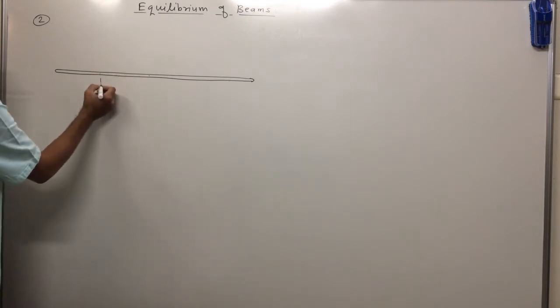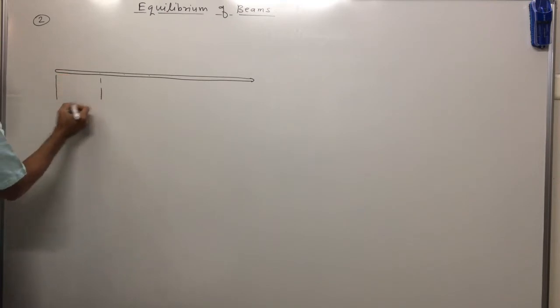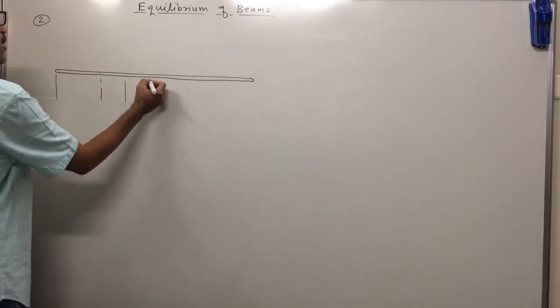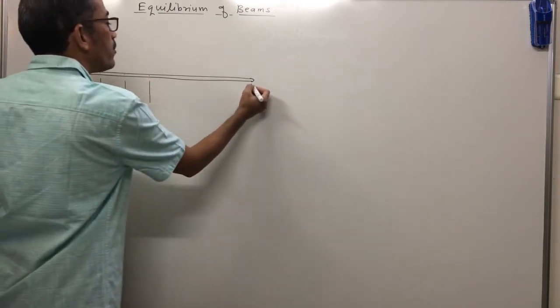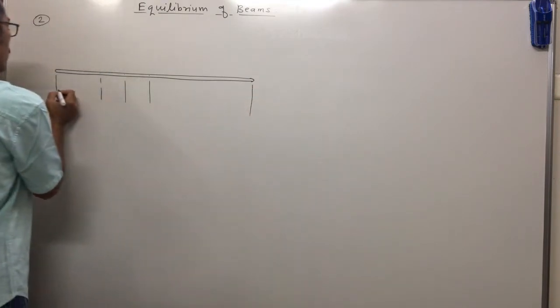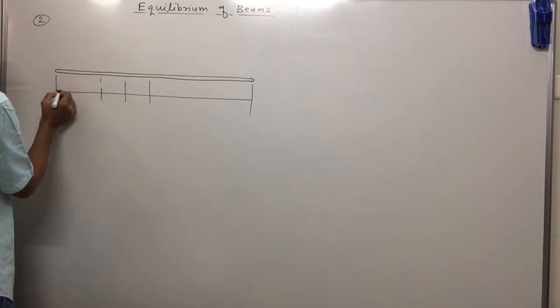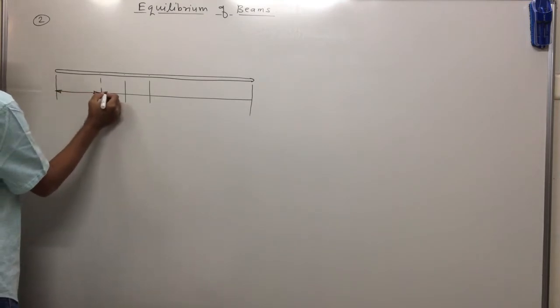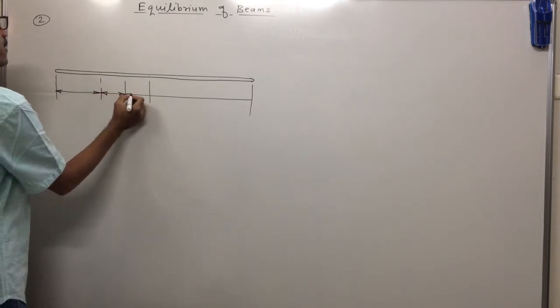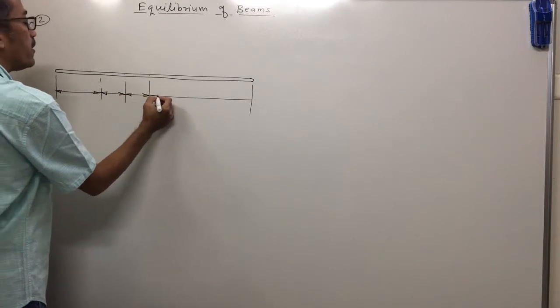I will first represent the lengths here, so that while taking moments you will not face any difficulty. So this one is the total length, this one is 1.5, next is 1, again next is 1 meter, and next is what?